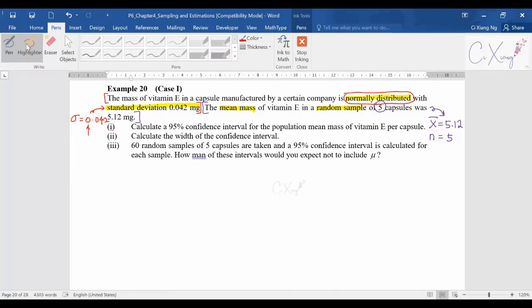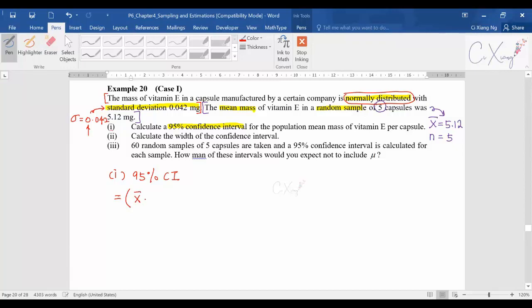So you can start now. Calculate a 95% confidence interval. First, they want you to calculate the 95% confidence interval. So usually for me, I will just write it out like that. So what is the formula for the 95% confidence interval?